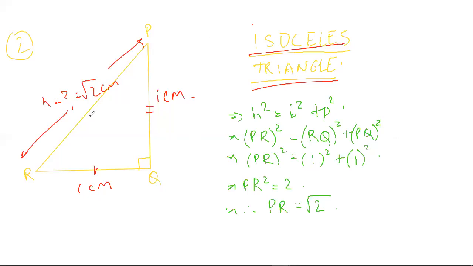How so? Because when we applied our Pythagoras theorem, it states that h square, hypotenuse square, is equal to base square plus perpendicular square. So our h square here is PR whole square, which is equal to b square, which is RQ whole square, plus perpendicular square, which is PQ whole square.